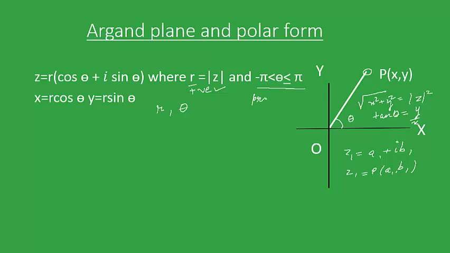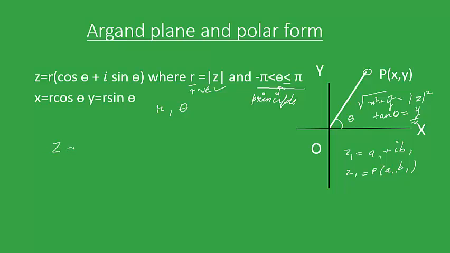Okay, you could have any multiple of pi here. For example, if the number is completely imaginary, you could have theta as pi by 2 or pi by 2 plus 2 pi and so on. So there are many values of theta possible, but if you have theta in this particular range, it's called the principal value. Okay, so let's work out a simple example.